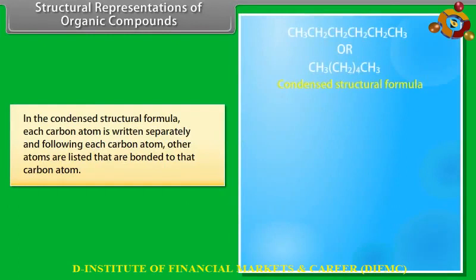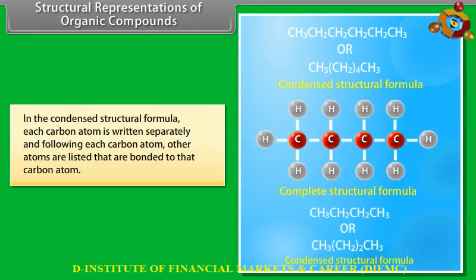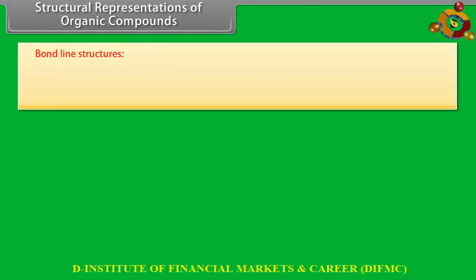Structural representations of organic compounds. In the condensed structural formula, each carbon atom is written separately and following each carbon atom, other atoms that are bonded to that carbon atom are listed. For example, complete structural formula. Its condensed structural formula can be written as shown.